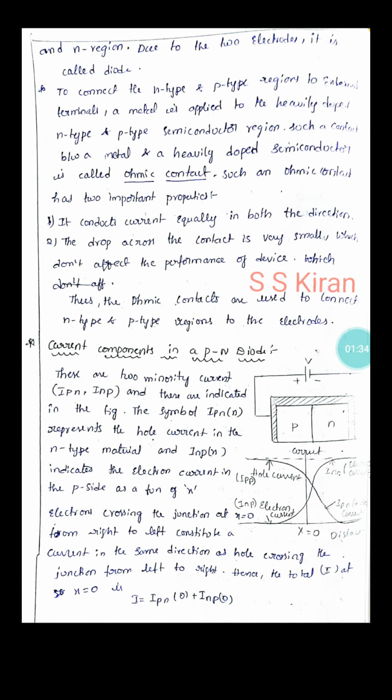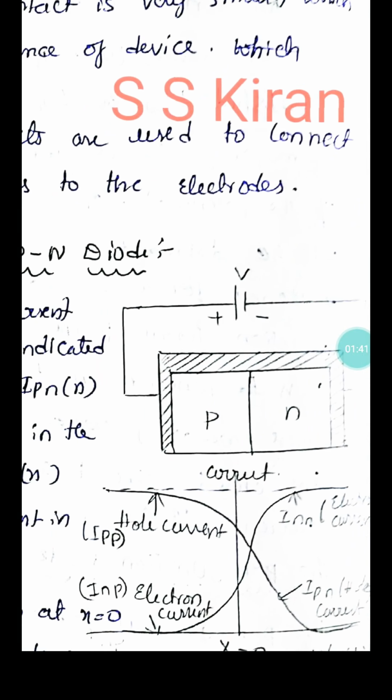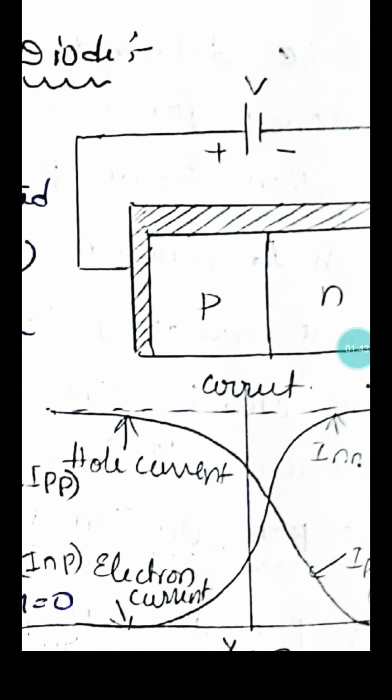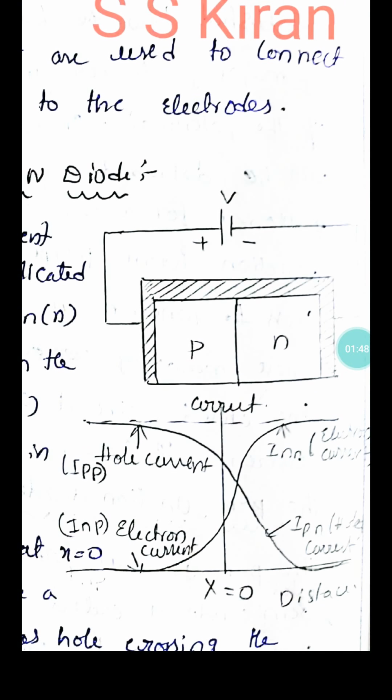See here, the current components in a PN diode. This is a structural diagram. Here we can expect two types of currents: one is hole current and the second one is electron current. In P type, the majority charge carriers are holes, so we get a large current here, and a small reverse saturation current that is called INP. This is IPP, the hole current in the P side, and INP, the electron current in the P side. These are the two currents.